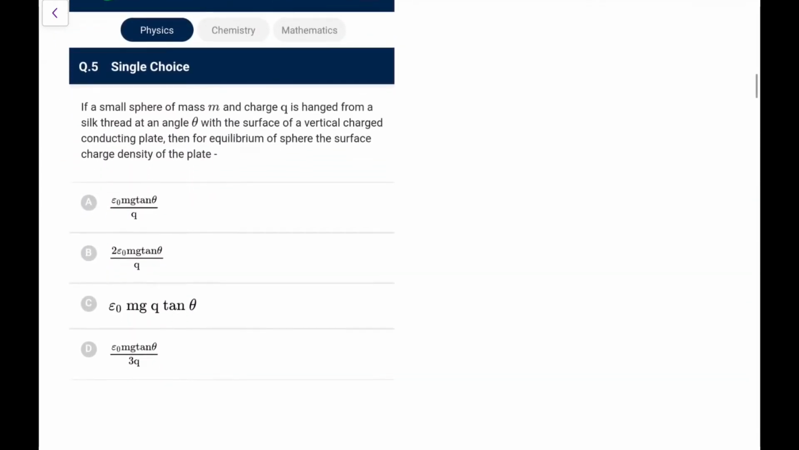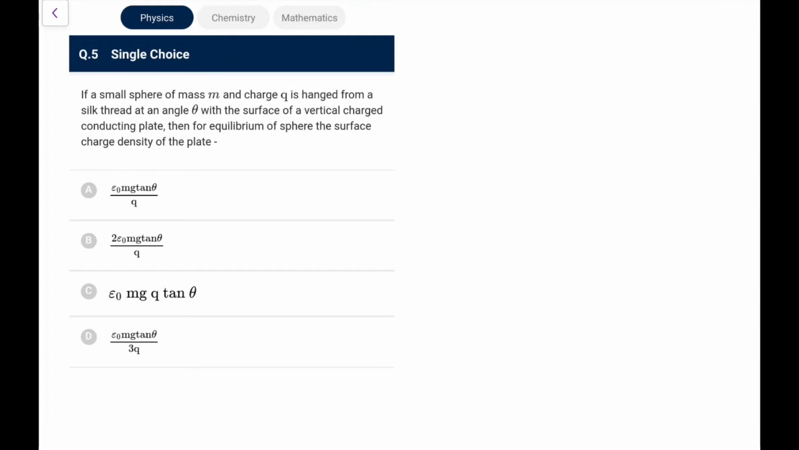Next. If a small sphere of mass m and charge q is hanged from a silk thread at an angle theta with the surface of a vertical charged plate, then for equilibrium of the sphere, the surface charge density of the plate is? So let's say this is the plate, and because it is conducting, let's say it is positively charged. So what we have, this qE force will be here, and E, because of the conducting plate, is equal to sigma by epsilon naught. Because for a non-conducting one, you typically write it as sigma by 2 epsilon naught.